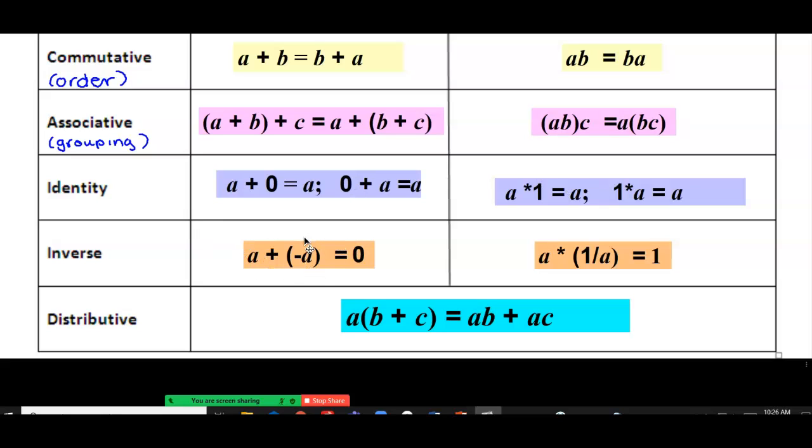The inverse and the reciprocal, which are going to be the focus of today's lesson, give us the identities. So if you add A and negative A, you get 0. If you multiply A by its reciprocal, you get 1. The inverse gives the identity. The identity does not change the problem. And then we all know the distributive property says you can multiply A into B plus C, and AB plus AC equals A times the quantity B plus C.